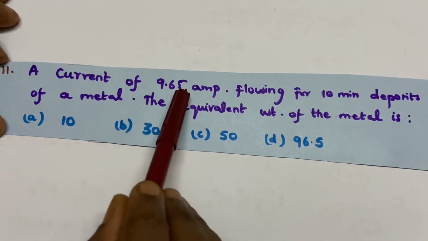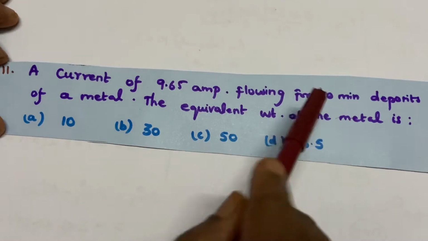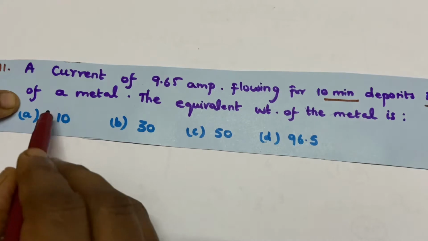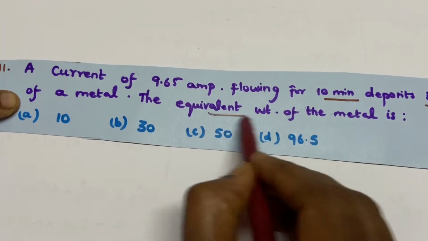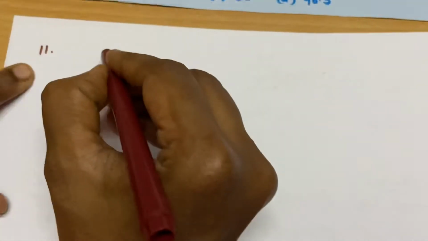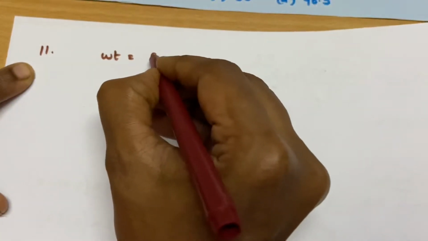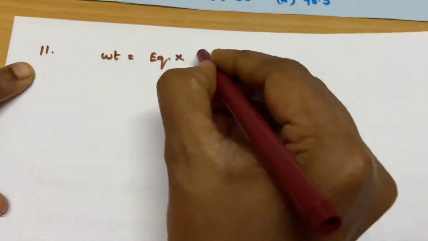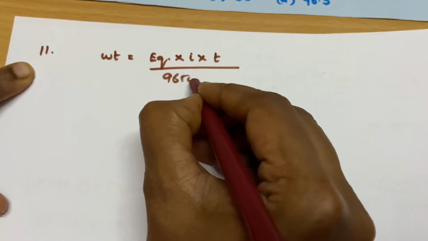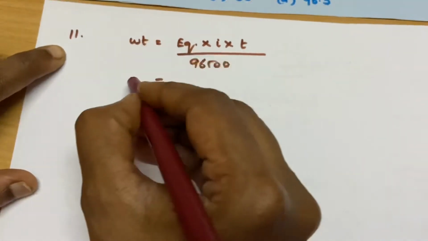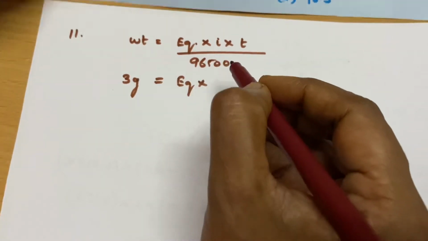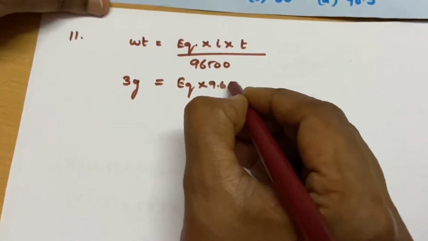A current of 9.65 amperes flowing for 10 minutes deposits 3 grams of a metal. They are asking the equivalent weight of the metal. So which formula we have to use, students? Weight is equal to equivalent weight into strength of the current into time in seconds divided by 96,500 coulombs. The weight is given here, which is 3 grams, and the equivalent weight we have to find out, and I is given here, which is 9.65 amperes.